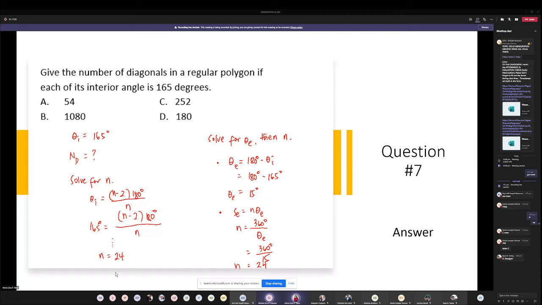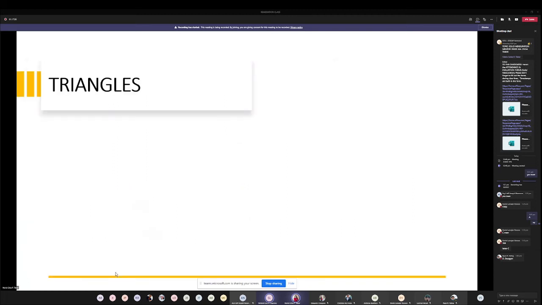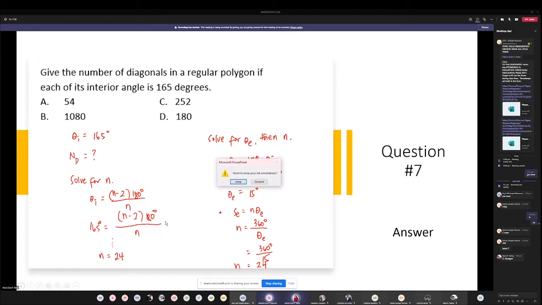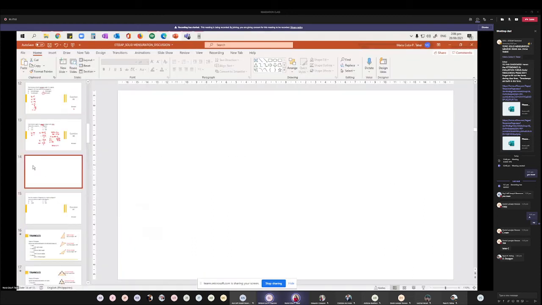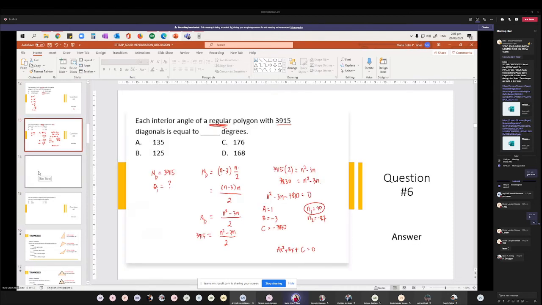We need to solve for the number of diagonals for this one. So I need to have another equation, another slide.